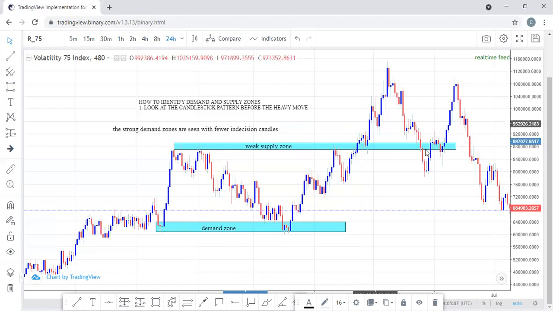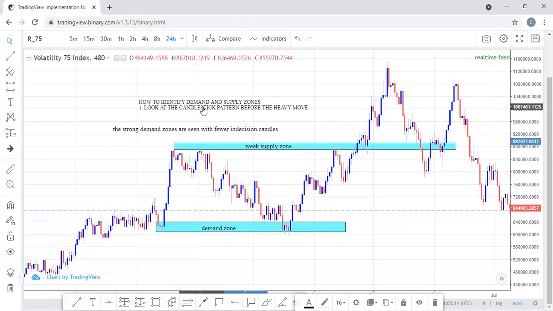Look at how this one, it didn't even waste time. It just came, breakthrough, came down again, went up. Then look at how it has just been taking a lot of time. This is a weak supply zone. Yes, a strong demand zone because of the little time it takes to move. Just look, about 1, 2, 3, and look at the move up. So this is a stronger demand zone. This is a weaker supply zone, right?